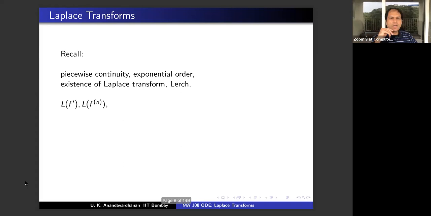And as a corollary, you had the nth derivative, where you multiply by s to the power n, and then subtract f of 0 multiplied by s to the power n minus 1, f prime of 0 multiplied by s to the power n minus 2, and so on. So you had a formula for this. This was proved using induction. You prove L of f prime, and then via induction, you can prove this.